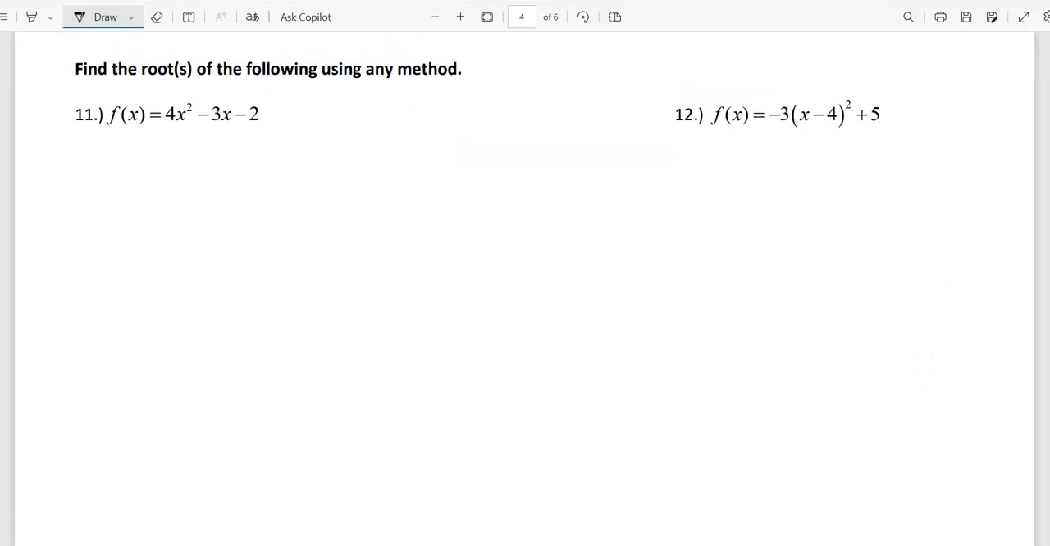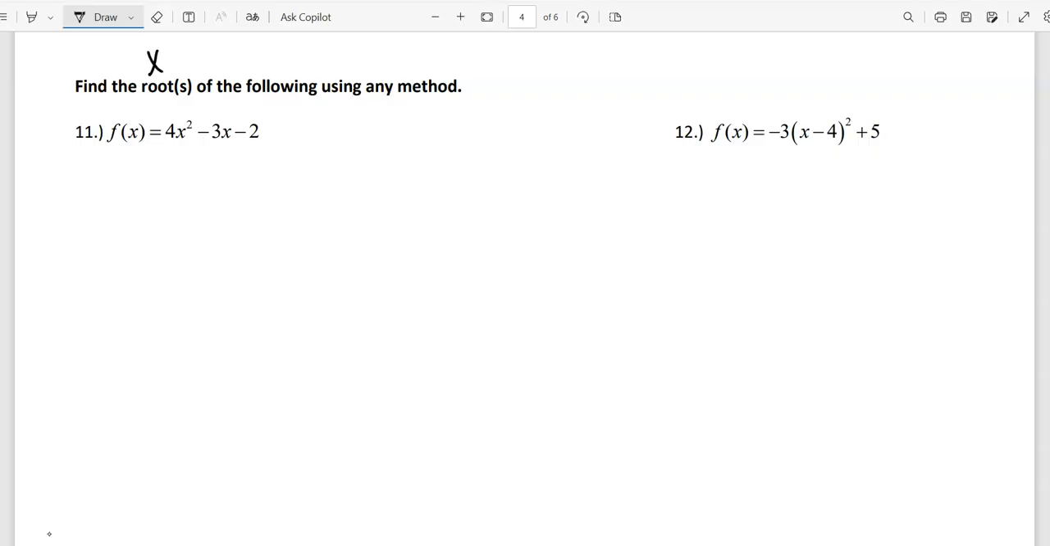It says find the roots, so what do my answers need to look like? X equals. So for number 11, what do we want to try? You want to try factoring? If it's roots, then our problem needs to start with setting y equal to 0, and then we've got 4x squared minus 3x minus 2. We could try to factor it.